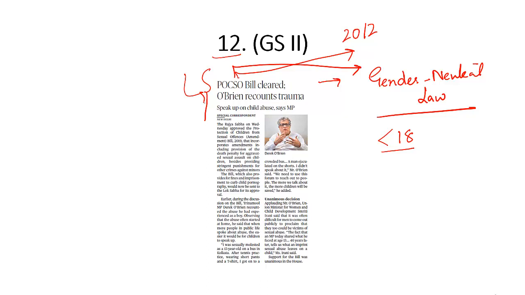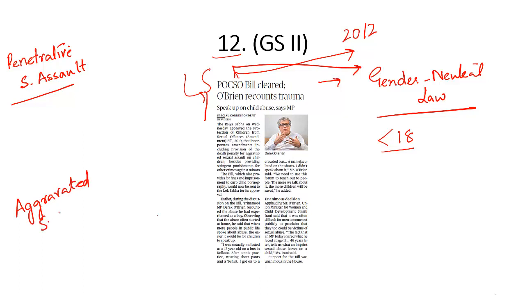Now, what are these changes? Number one, if you look at, there are offenses which are referred to as penetrative sexual assault, and there are some offenses which are referred to as aggravated sexual assault. Let's look at the difference. Initially, if an offender was guilty of penetrative sexual assault, the punishment to this individual was 7 years. Now, because of the changes in this law, if this law is given approval by the president, what will happen? If somebody is guilty of penetrative sexual assault, now the punishment would be 10 years. That means the punishment has been enhanced.